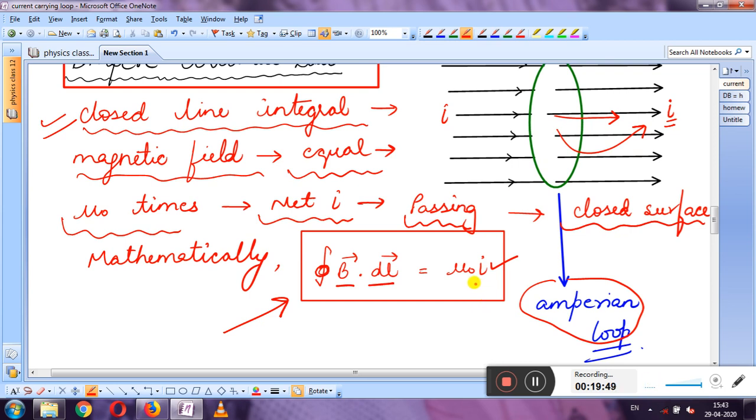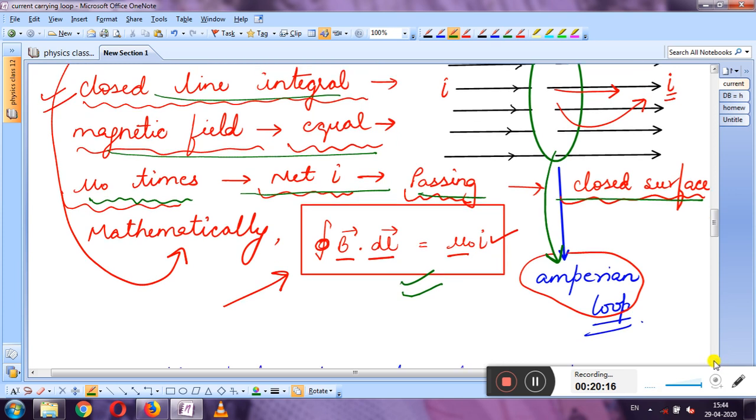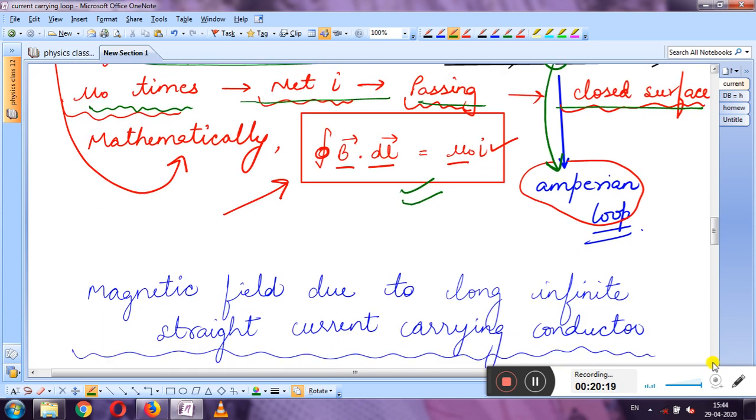And why has mu naught come here? Due to the Ampere circuital law, because of its statement. See, closed line integration of magnetic field will be equal to mu naught times the net current passing through the closed surface or closed loop. This is the mathematical expression of Ampere's circuital law, and this closed loop through which current will go through is known as Amperian loop.